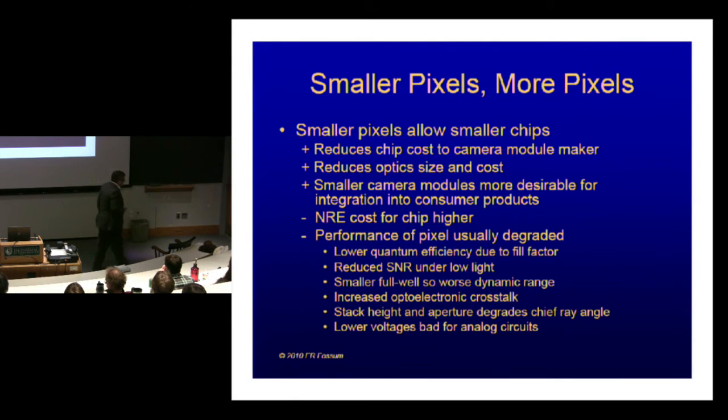There are kind of two aspects to small pixels. Smaller pixels allow smaller chips, which reduces the chip cost to the camera module maker. Basically, the smaller the chip, the less it costs. This seems to be the rule of thumb. Also, the lens required for a chip depends on its diagonal: the bigger the diagonal, the bigger the lens, and the bigger the lens, the more expensive it usually is. So that reduces the optic size and cost. And if you can make the camera smaller, it can go more places, which is very important for consumer products.